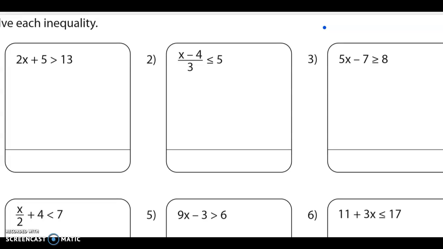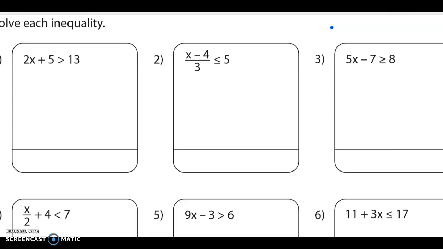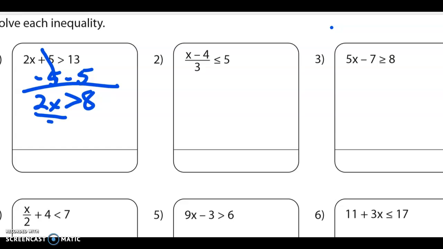So the first question, you have 2x plus 5 is greater than 13. So we're going to start just like we would when we're solving equations, by subtracting 5 from both sides. All right, so when we do that, our 5's cancel and we're left with 2x is greater than 8. So then to get x by itself, we have to divide by 2. And our final answer, we're left with x is greater than 4.